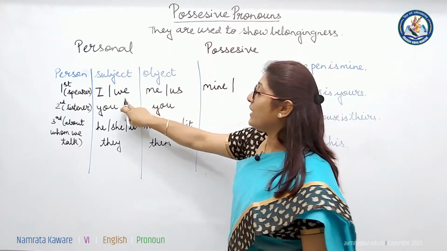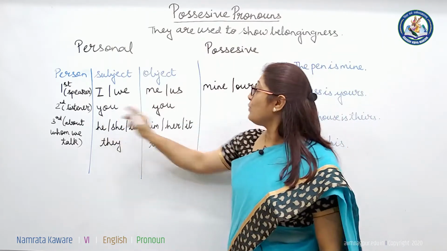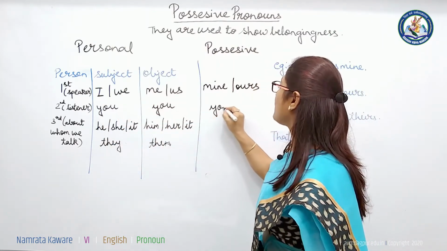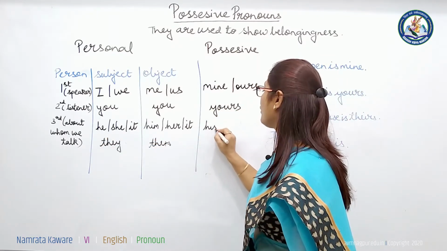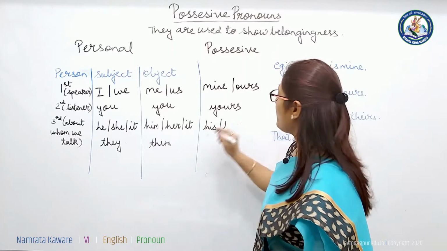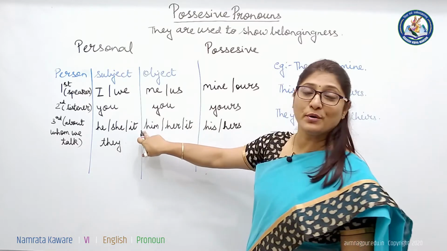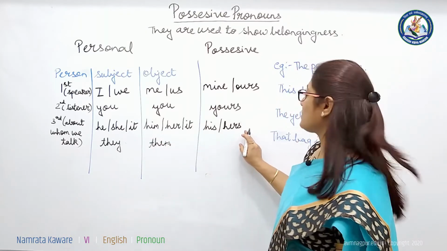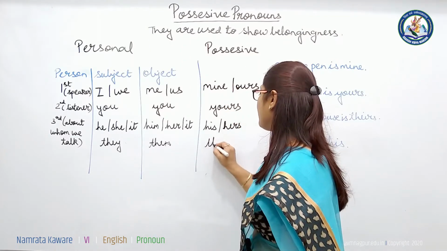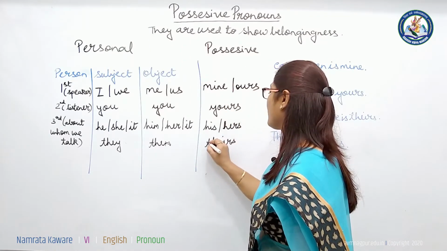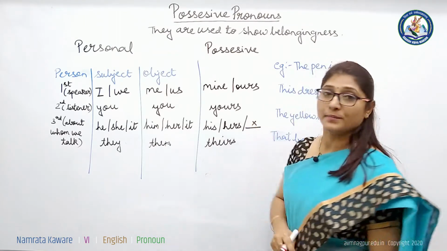And for we, the possessive pronoun we use is ours. For you, the possessive pronoun is yours. For he, we write his. For she, we write hers. And there is no possessive pronoun for it. We do not write anything for it. Here I'll put a blank. For they, we write theirs.